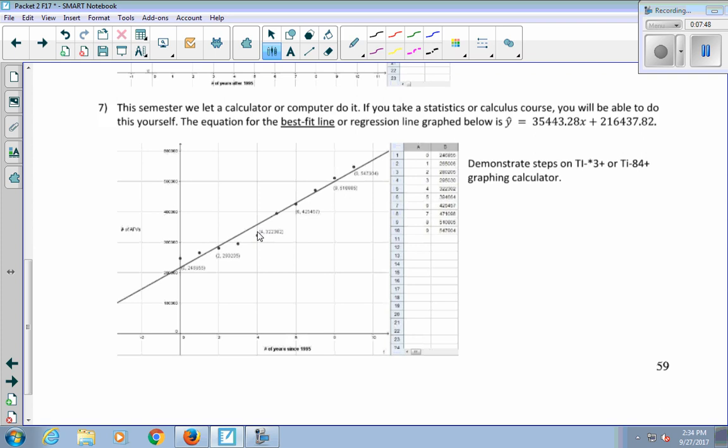So this semester, we're going to just let a calculator or computer decide. If you take a statistics or calculus course, you'll be able to do this yourself. But for now, we're just going to let technology do that. The equation of the best fit line or regression line for this data is 35,443x plus 216,437. So the way you get that is not super important. You will not ever be asked to perform the regression steps on technology on a quiz or a test, but you will need to be able to interpret it, right? If I give you this picture and this equation, I can ask you some questions about those things.